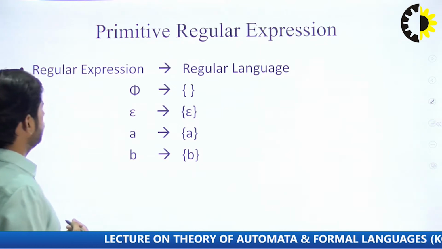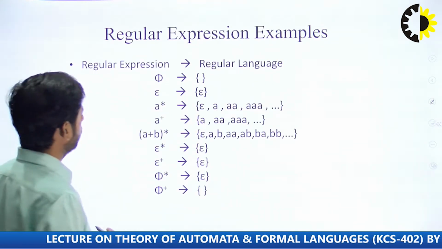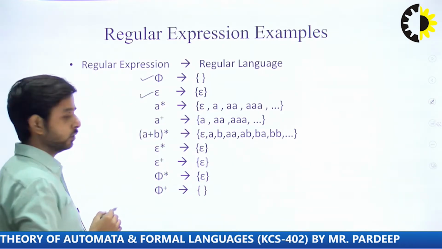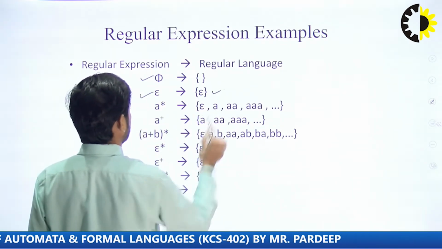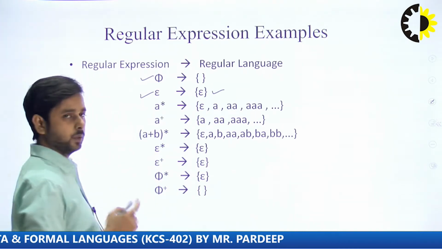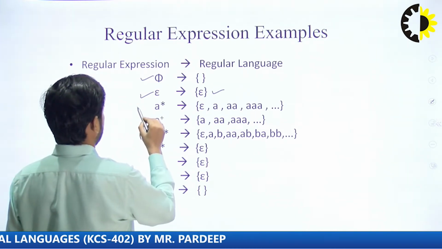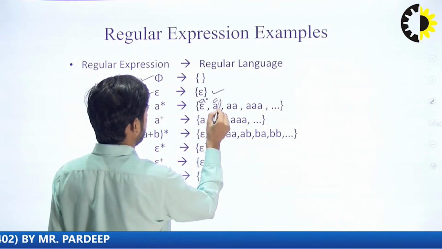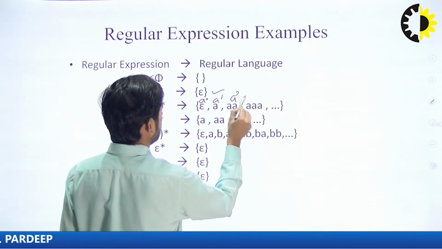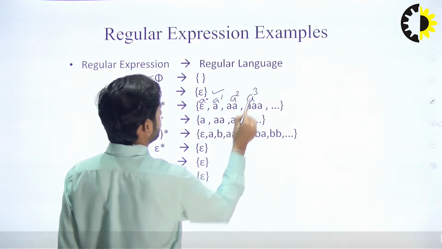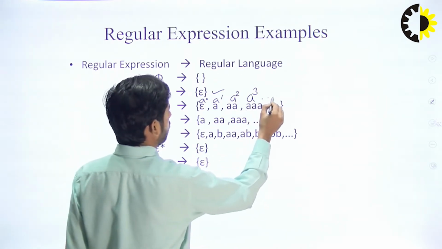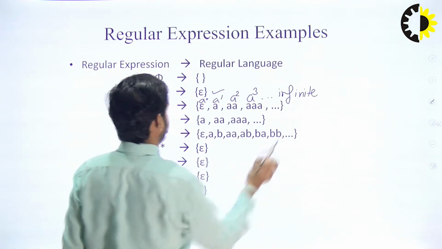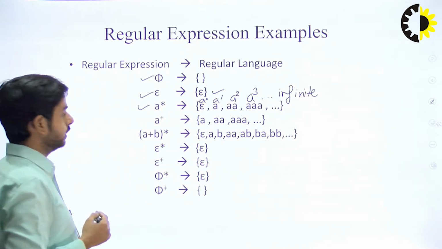So this we have covered. Phi is the empty set, and the regular expression epsilon is a regular language that contains one element, epsilon. A star means epsilon, which is A raised to power 0, then A, which is A raised to power 1, then AA, A raised to power 2, three times A means A raised to power 3, and so on, up to what? Infinite. So this A star is infinite.